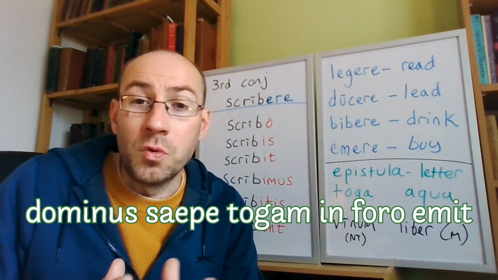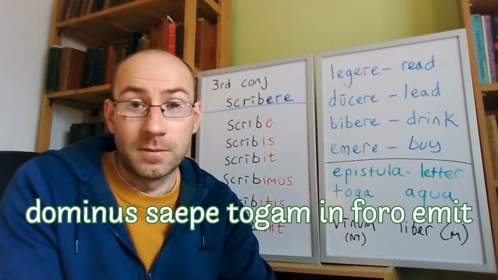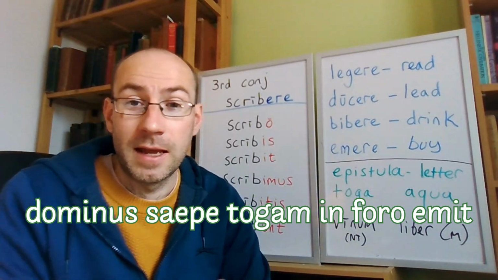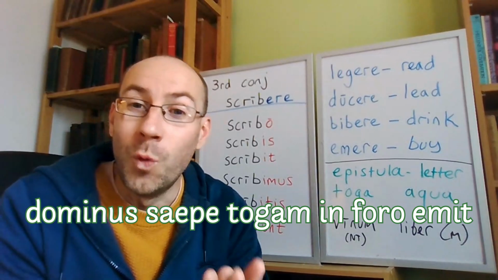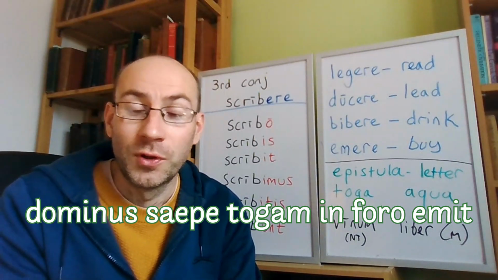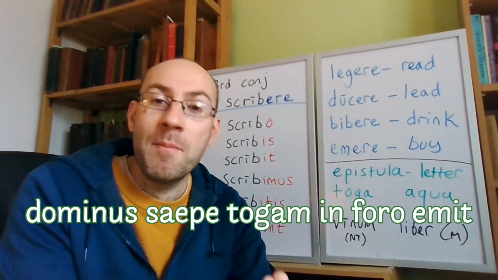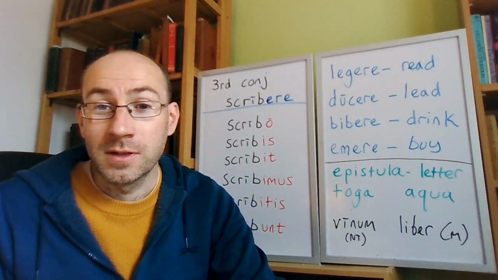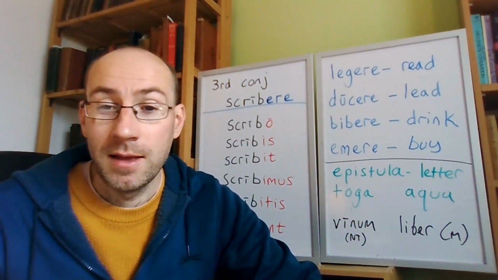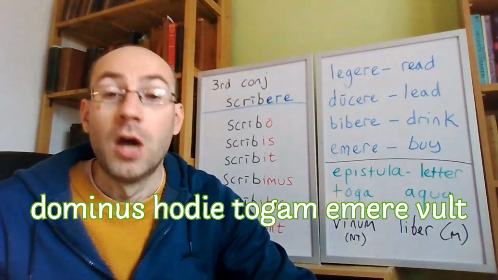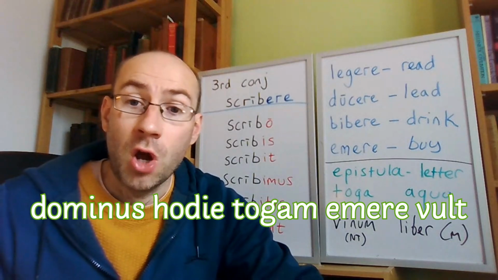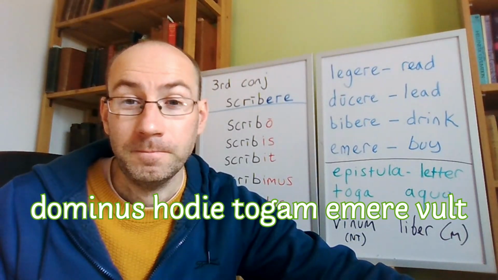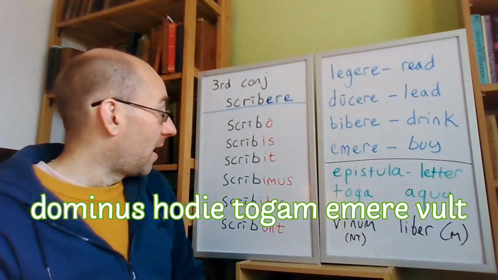Let's try using the verb to want again. The master wants to buy a toga today. Dominus vult, V-U-L-T, vult, to buy. Emere, infinitive, comes next. Togam hodie, all rearranged. Dominus hodie togam emere vult. Dominus hodie togam in foro, in the forum, emere vult. Very good. So let's just hope that makes sense to you guys.